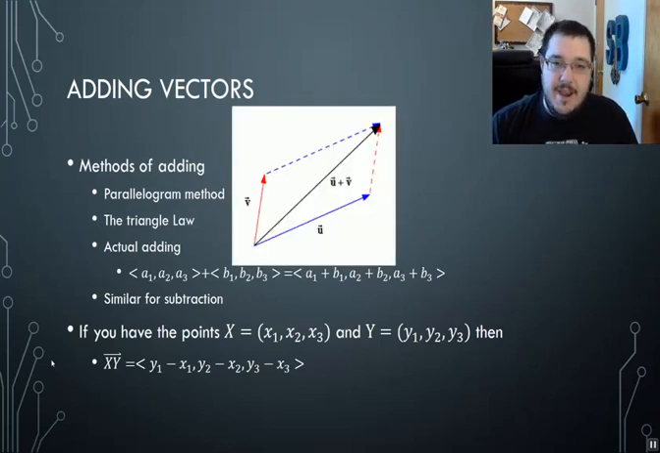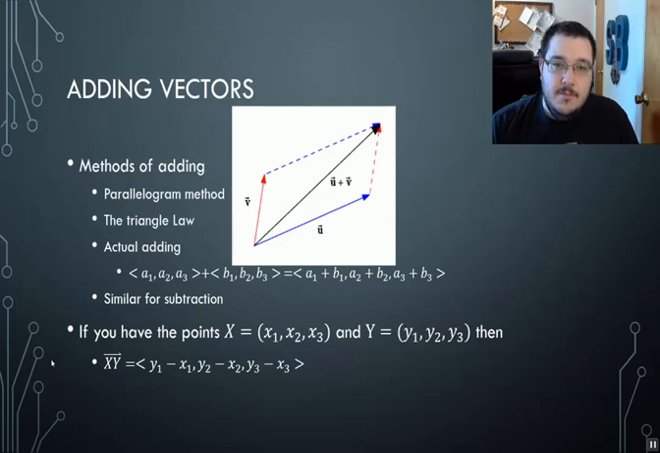Now, here's what the parallelogram method looks like. You essentially copy over your 2 vectors to the ends of each other and have them at the same starting point. And then going from the original starting point to the end of the second vector for each, that is your new addition vector.